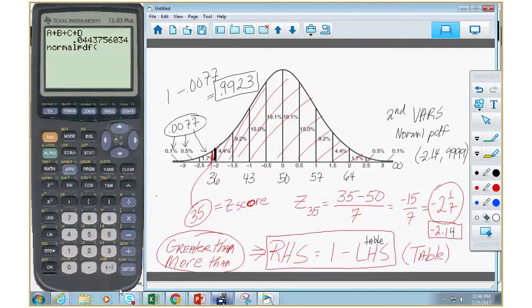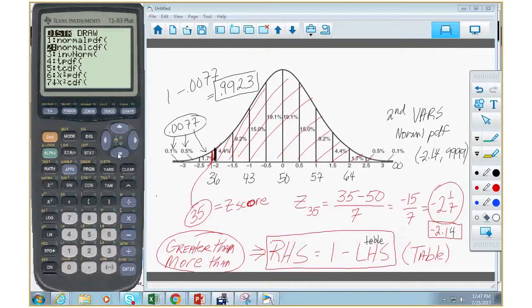So I'm going to go negative 2.14, comma, 9999, parentheses. Okay, it's not that one. So it's normal CDF. I thought I changed it. Y'all didn't listen. Second bars, normal CDF.